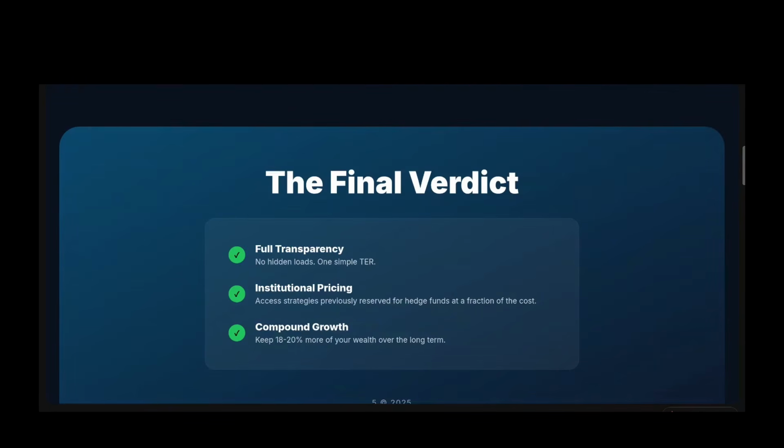From a final verdict perspective, there is still full transparency. There are no hidden loads. There's one simple TER. You've got access to strategies previously reserved for potentially hedge funds at a fraction of the cost now. But you've got to understand the compounding growth effect. Trying to keep the fees low is really important so that it doesn't become that silent eroder on your wealth over a period of time, or even your income over a period of time.